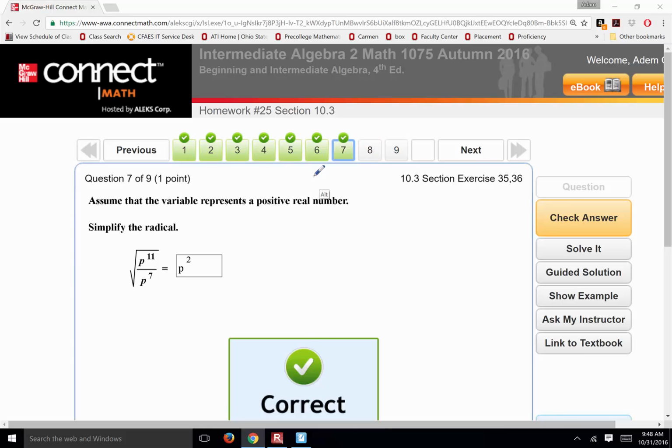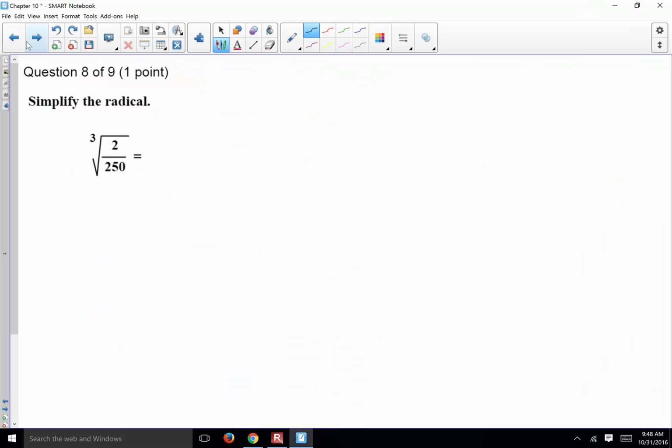Alright, it's getting worse though. 2 and 250. First thing we're gonna do is divide. If possible, simplify. Perform this division by cancellation of common factors.